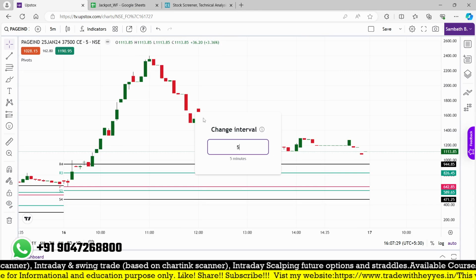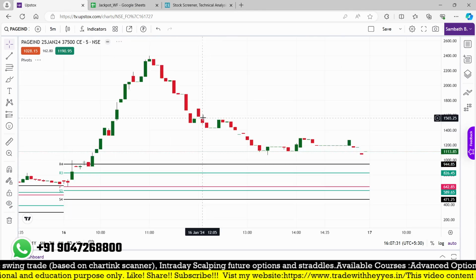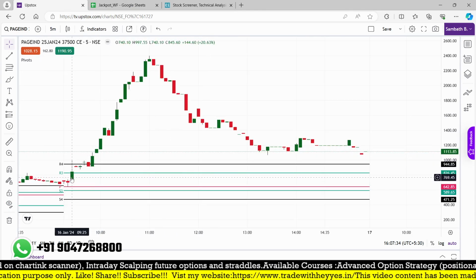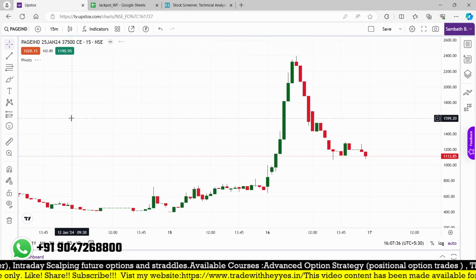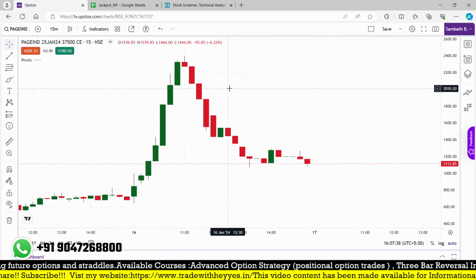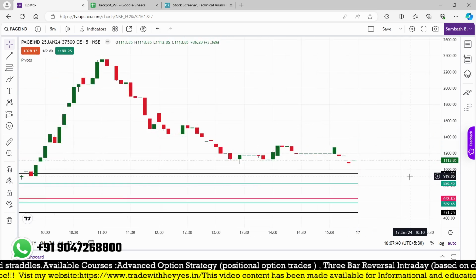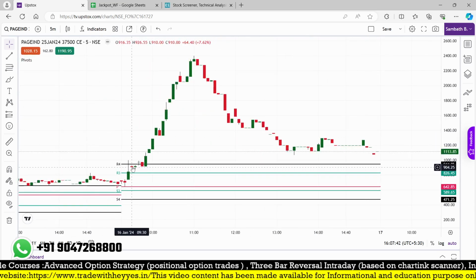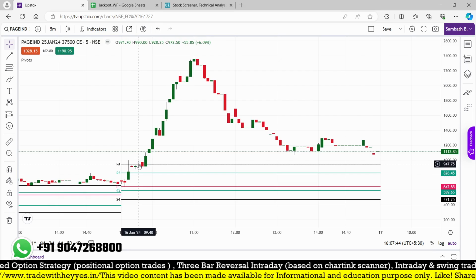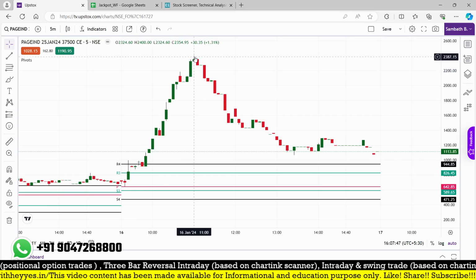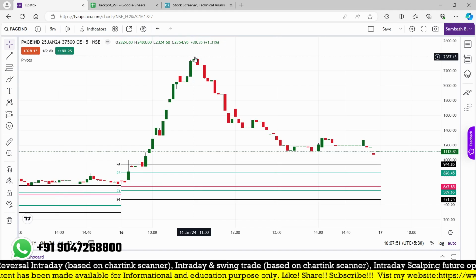So maybe, yeah. Here you can look at this, the Page Industries, the breakout which is happening on 9:25, 15 minutes candle. I think 15 minutes is not loaded yet. So let me check the values, 944. 944 which is happening here in the second candle. So 944 rupees, it went up to 2300. That's a 15 rupees last time. So that given you such a good opportunity.